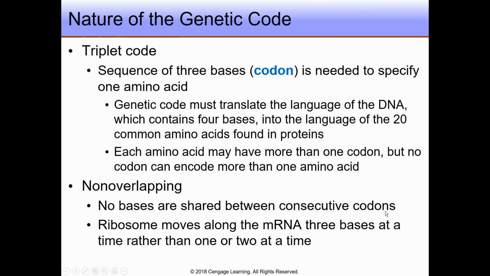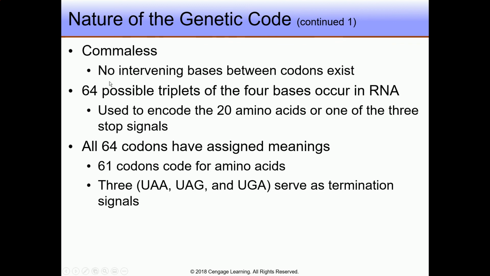So three ribonucleotides form one codon, and every codon codes for one amino acid. The codon is commaless, which means there are no intervening bases between the codons. So if we have a sequence of mRNA, the first three ribonucleotides make one codon, then the next three make another codon, then the next three make another codon.